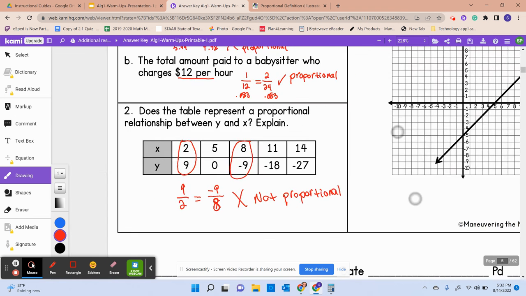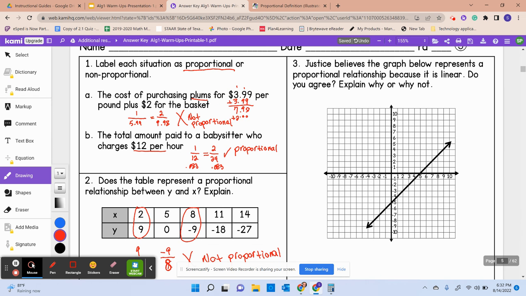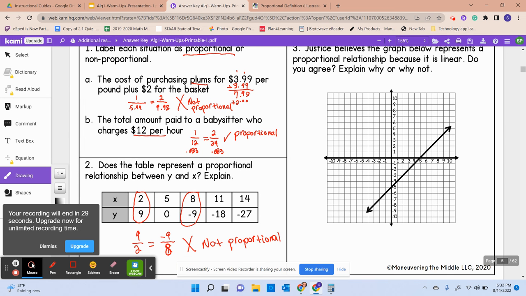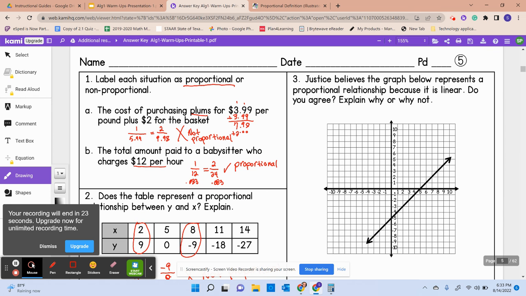Okay. Now it's asking us, Justice believes this graph below represents proportional relationships just because it's linear. Do you agree? Why or why not? Hopefully you have your answer written. The answer would be no, it is not. And here's the explanation.